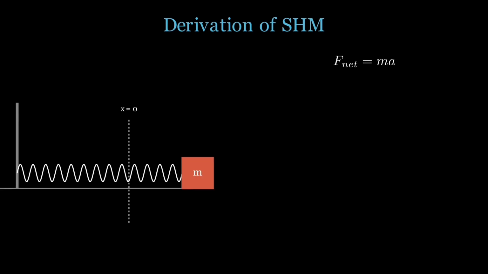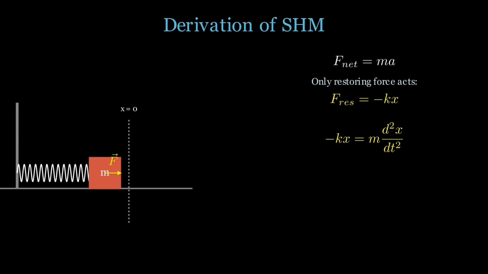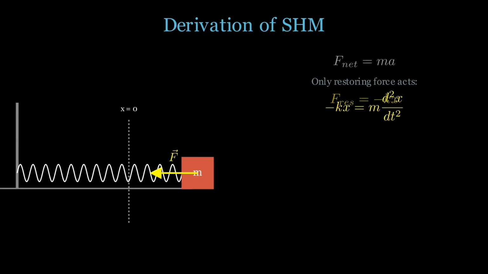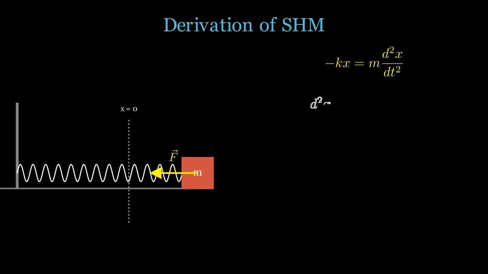According to Newton's second law, the net force is mass times acceleration. Since the only force acting here is our restoring force, we can set negative k times x equal to mass times the second derivative of x with respect to time. By rearranging this, we get the fundamental differential equation for simple harmonic motion, the second derivative of x plus k over m times x equals 0.